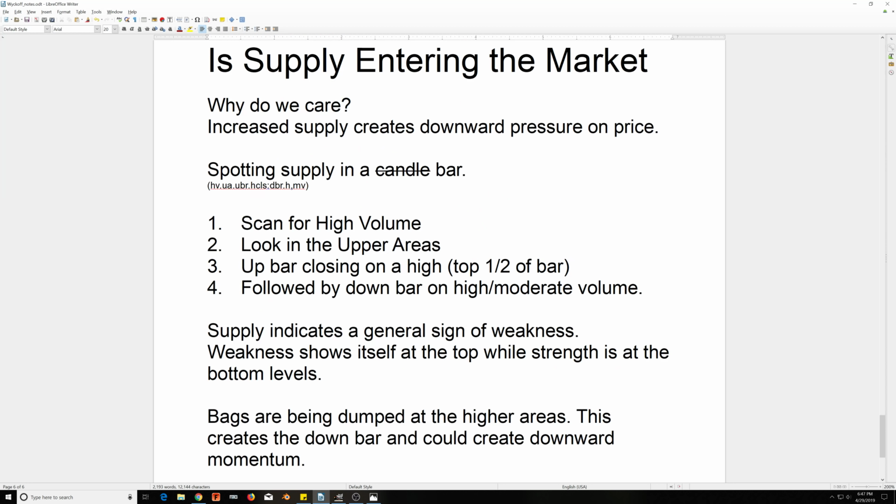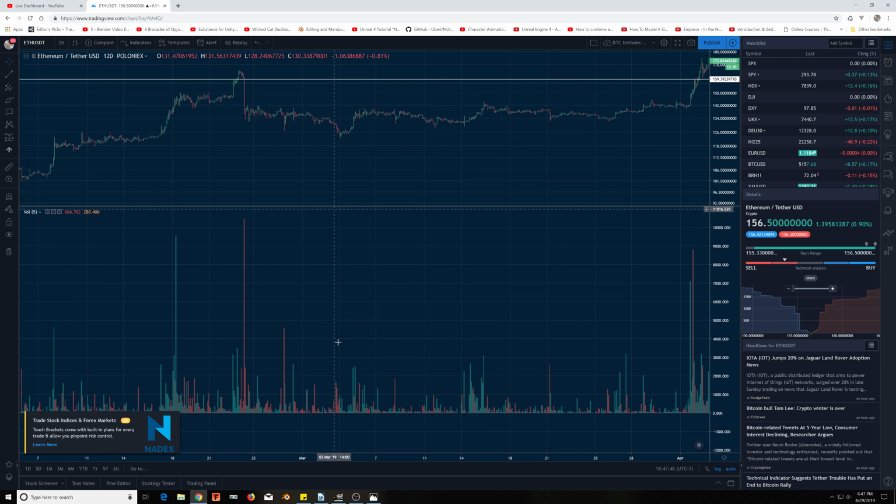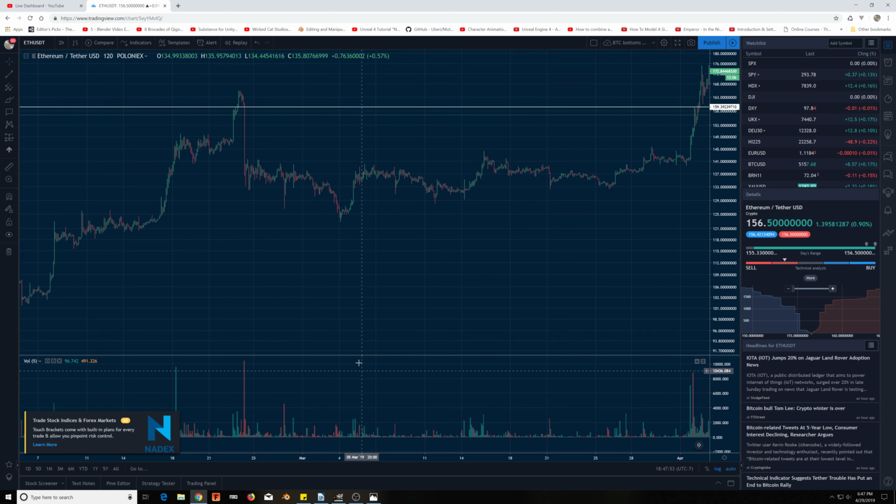So let's go through the steps. First thing, we scan for high volumes. Let's go over here, and once again, this is on the 2-hour chart, Ether USD on Poloniex. Down here, make sure that your volume is broken out into its own pane, where you can move it up and down like that for doing stuff like this.